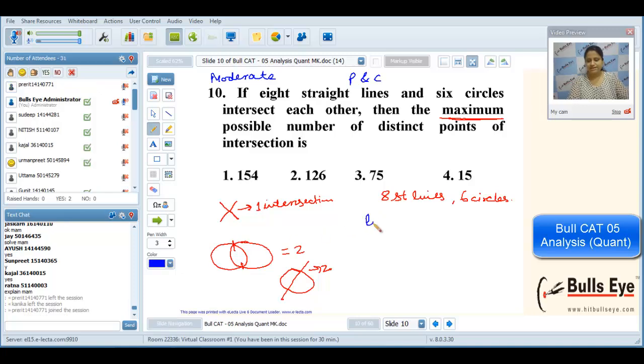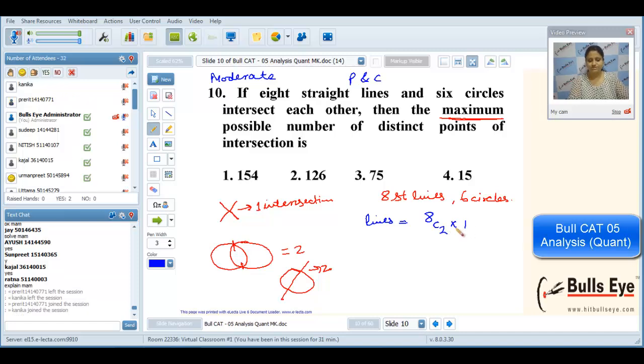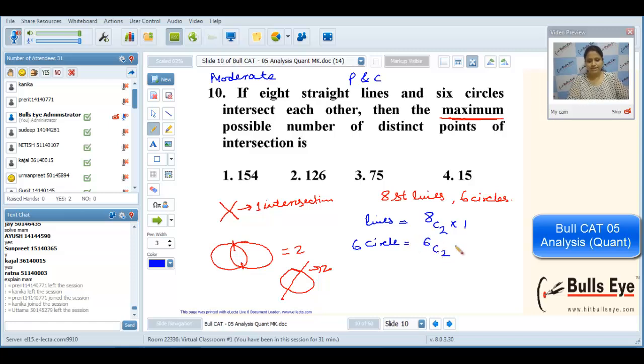First of all, I am taking all the intersection points of the lines. To make an intersection point, you need 2 lines. First of all, how many pairs are possible? 8C2. Every pair will give you 1 intersection point. Now come to circles. You have 6 circles. First of all, you take pairs of circles. They are 6C2. Every pair will give you 2 intersection points.